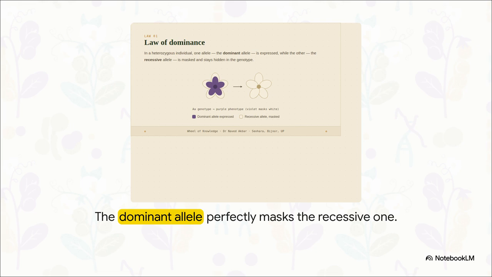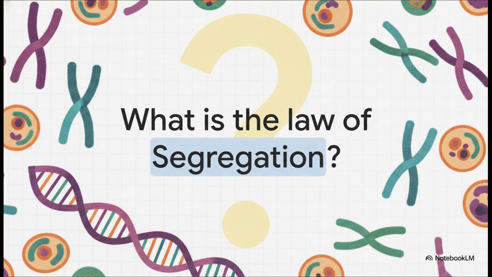So, if you cross a pure tall plant with a pure dwarf plant, all the offspring in that very first generation are going to be tall. The dwarf trait is just quietly hiding in the background. Moving right along to his second law. What is the law of segregation? Think about what the word segregate actually means in a biological context.